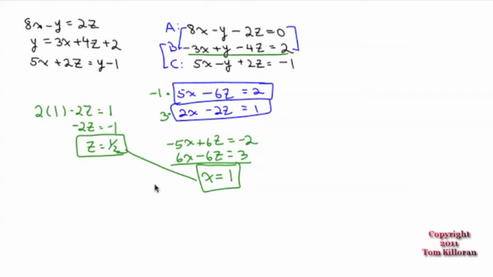So let's take B. It's negative 3 times x plus y minus 4 times z is equal to 2. The x is equal to 1. What's z? A half. So negative 3 times 1 is negative 3 plus y. Negative 4 times a half is minus 2, is equal to 2. So that's negative 5. Add 5 across and you get y is equal to 7. So our final solution is 1, 7, half.